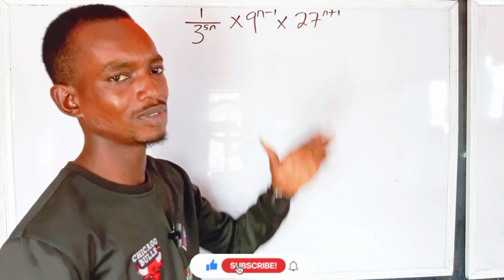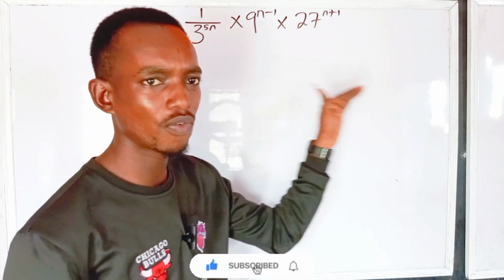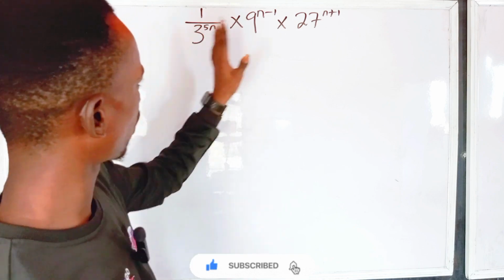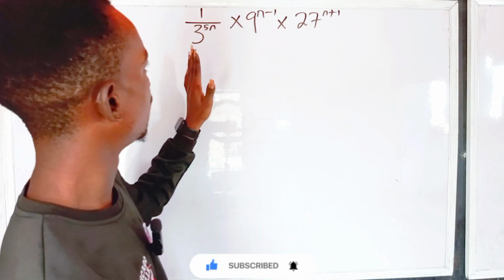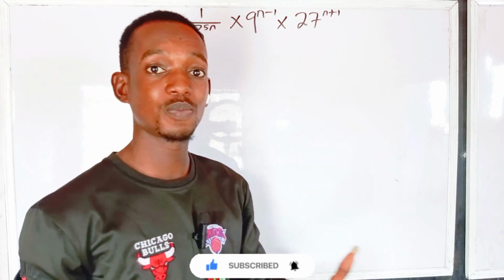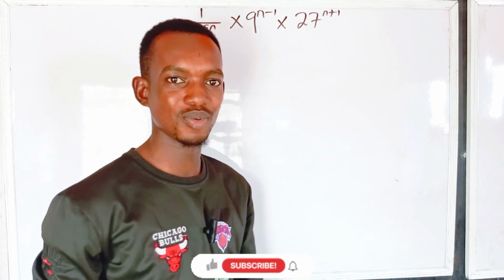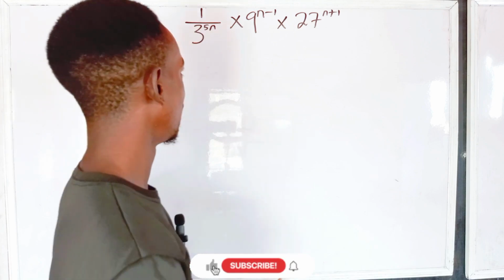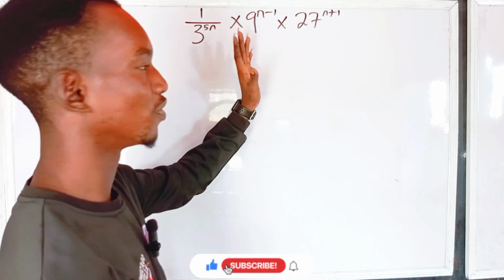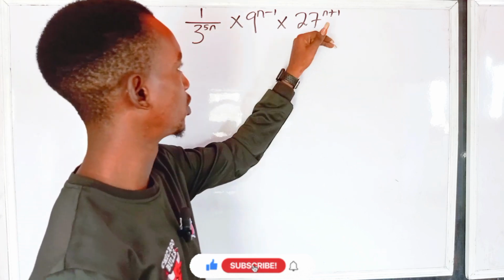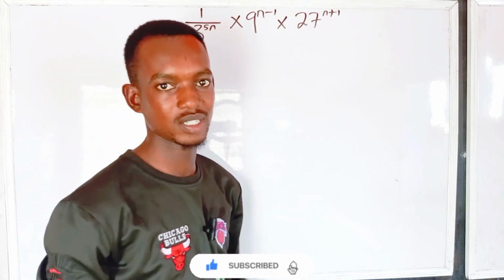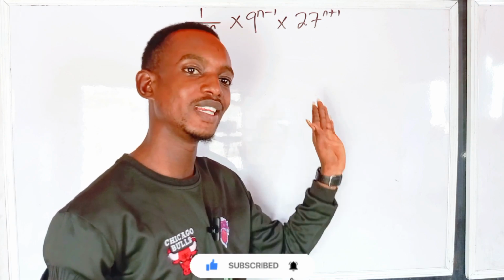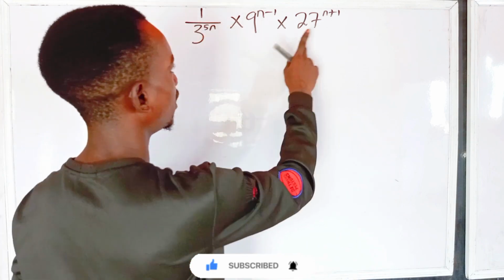3, 9, 27, they're all different. So we need a uniform base. Now, if you study this question very well, you'll see that these bases can be expressed as a power of 3. Very simple. So we can express 9 as a power of 3, 3 to the power of 2. Then 27, 3 to the power of 3 gives us 27. Easy peasy, we're going to use that idea here. So we can have 3, 3, 3.